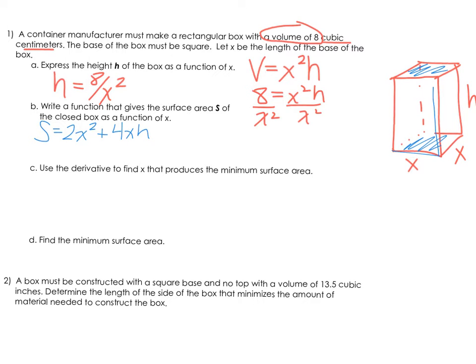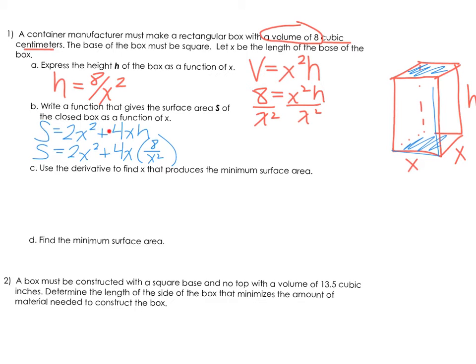Now, in part B, when it says write a function that gives the surface area S of the closed box as a function of x, as a function of x means x is your only variable. So right now, I have x and h. So what we're going to do is take what we did in part A and replace that h with 8 over x squared.